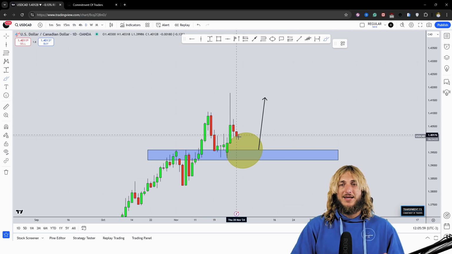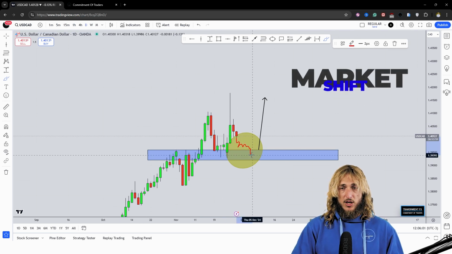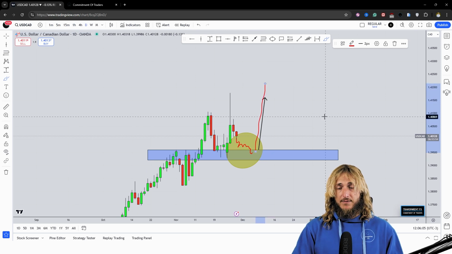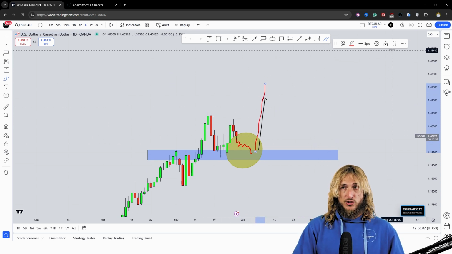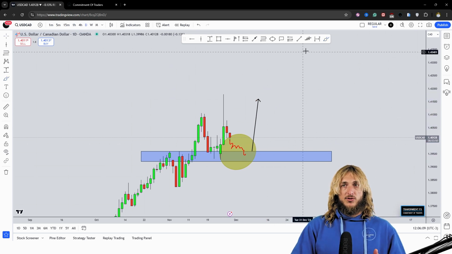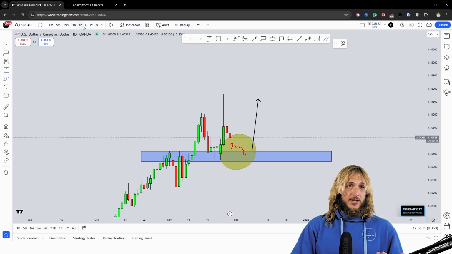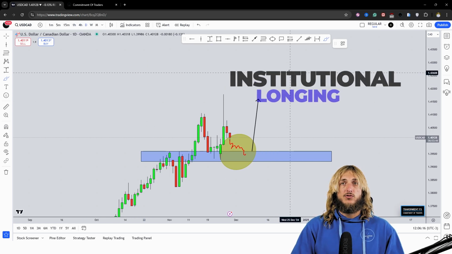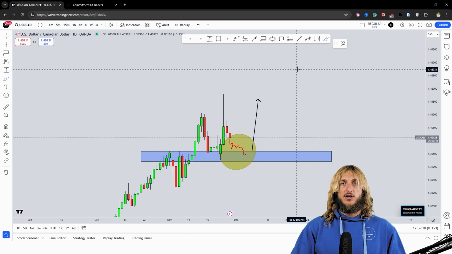Therefore, what I would expect is that if this market would shift from an intraday bearish to bullish market at that point, I wouldn't be surprised if the market from here would create a rejection to the upside, fueled also by some institutional shorting of the CAD, therefore longing of USDCAD from an institutional perspective. That definitely wouldn't surprise me.